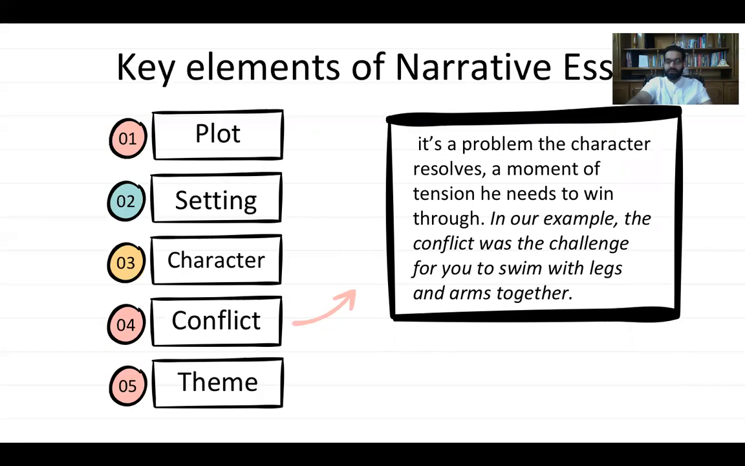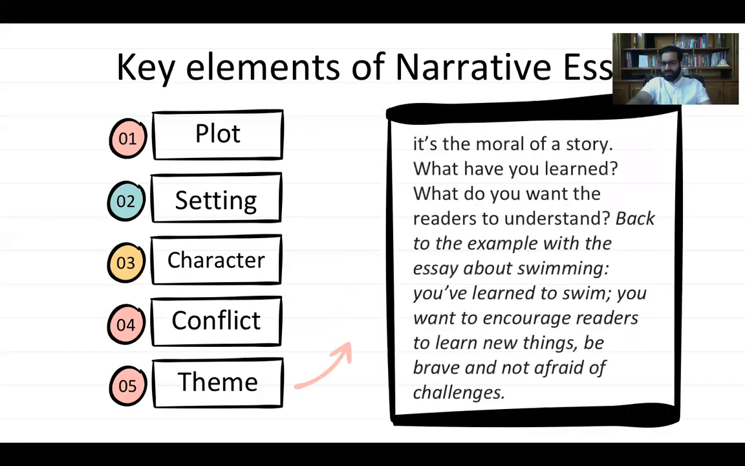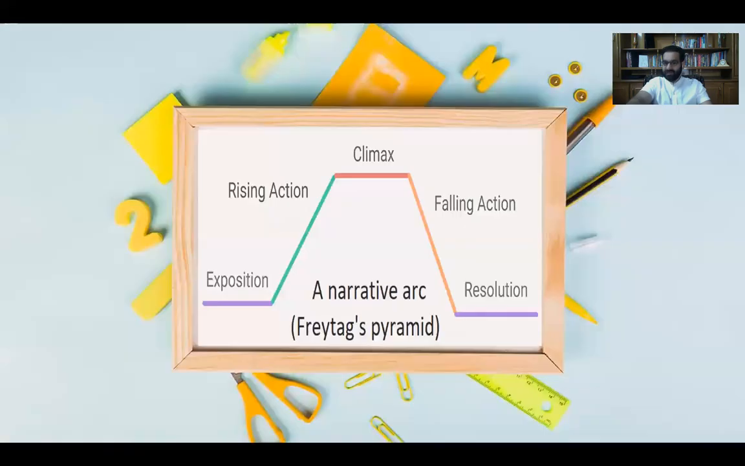Okay, moving on. Then you get to know about the theme. It's the moral of a story. What have you learned? What do you want the readers to understand? Back to the example with the essay about swimming, you have learned to swim. You want to encourage readers to learn new things, be brave and not afraid of challenges. So this was the theme basically. So that's how your narrative essay basically goes.